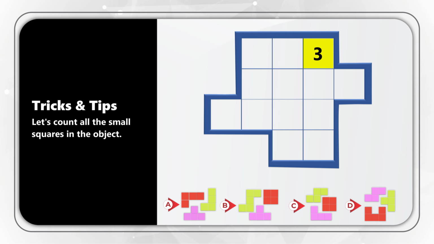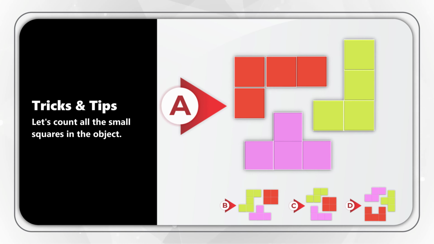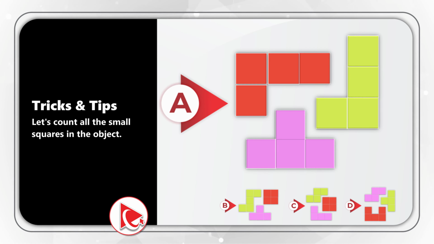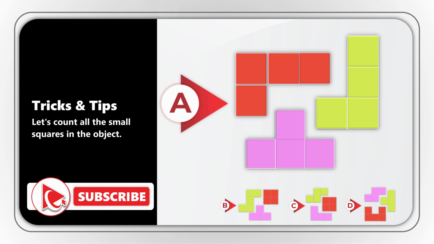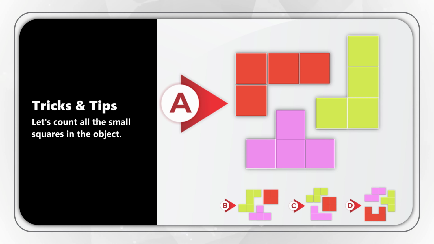Let's do that. 1, 2, 3, 4, 5, 6, 7, 8, 9, 10, 11, 12, 13 squares. But let's look at the choice A. Choice A has only 12 small squares, which would mean that choice A doesn't fit perfectly. Let's count them. 1, 2, 3, 4, 5, 6, 7, 8, 9, 10, 11, 12. You see how easy it is to eliminate choice A by just counting small squares?